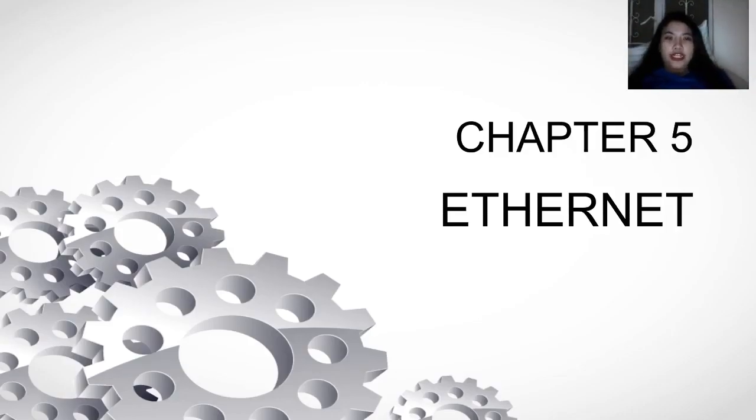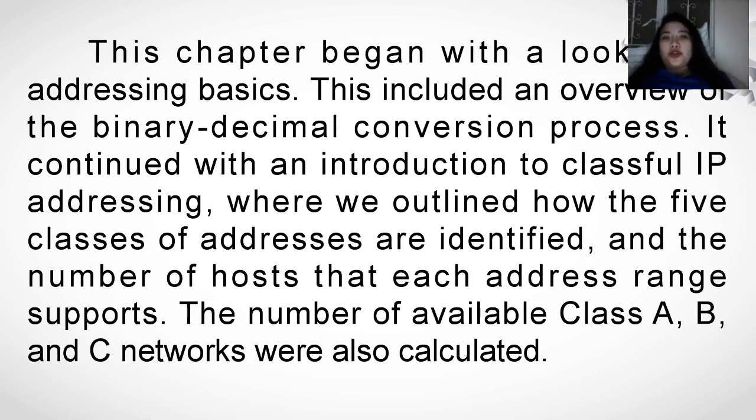Chapter 5 Ethernet. So this chapter began with a look at IP addressing basics. This included an overview of the binary decimal conversion process. It continued with an introduction to classful IP addressing, where we outlined how the 5 classes of addresses are identified, and the number of hosts that each address range supports. The number of available Class A, B, and C networks were also calculated.